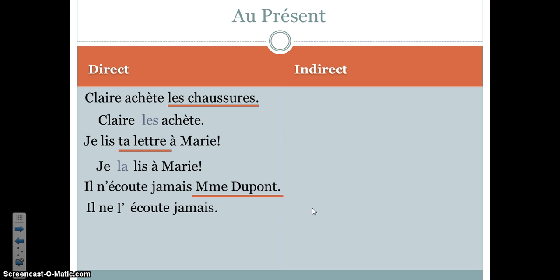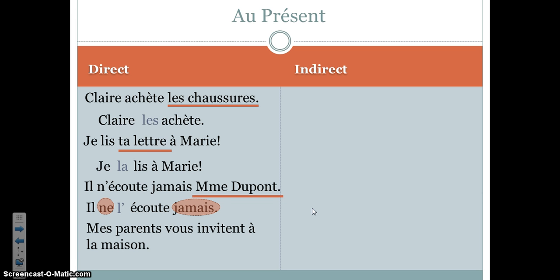Il ne l'écoute jamais. Notice that my pronoun has changed to l' in front of a vowel, and notice that the ne and jamais go around the pronoun and the verb. It hugs everything. It still has only gone around one conjugated verb, okay? But we have the pronoun in there. And one last example using the me, te, nous, vous.